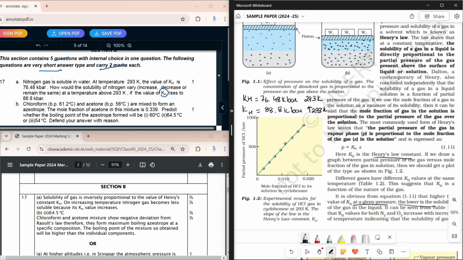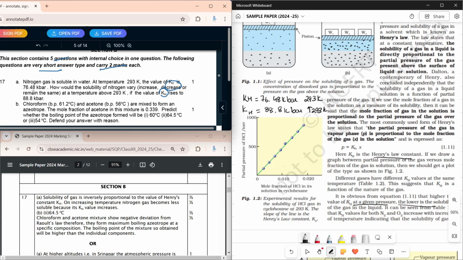So this implies that when the value of KH increases, the solubility is decreasing. So the solubility of nitrogen over here will decrease when you are increasing the temperature. That's what is given in the solution over here. They've mentioned 2 important points, and each of them carries half a mark. Solubility of a gas is inversely proportional to the value of Henry's law constant. On increasing the temperature, nitrogen becomes less soluble because the value of KH goes up. So as long as you have both these points included, you're good to go.